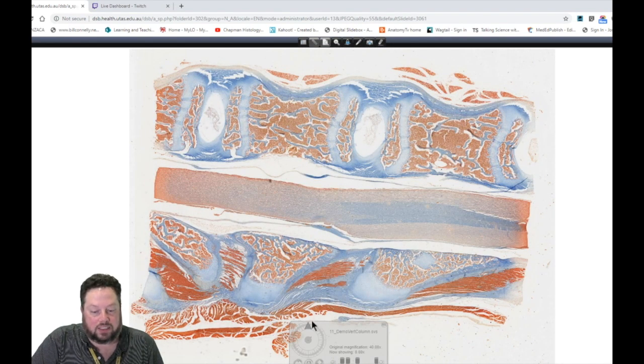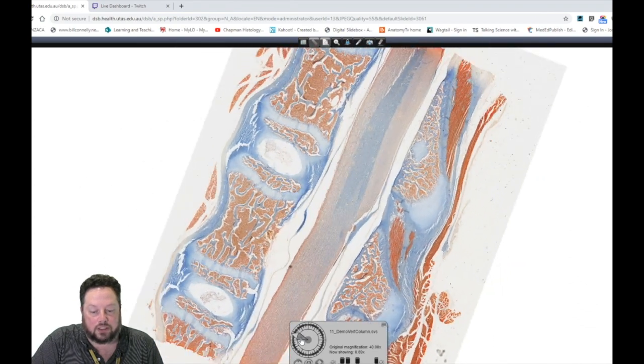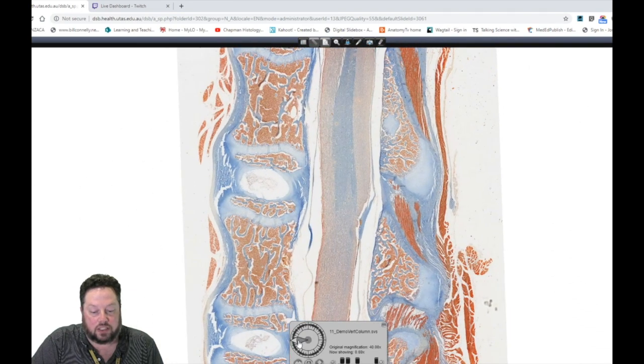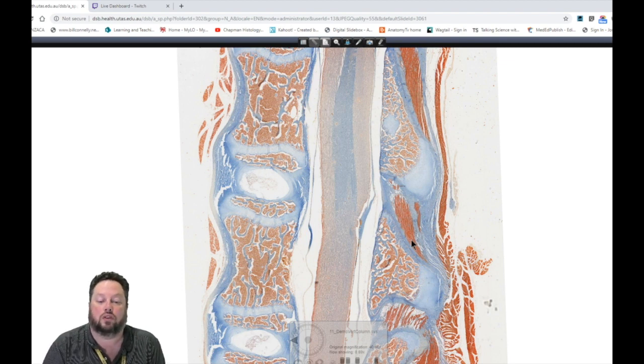The third type of cartilage is known as fibrocartilage, and as its name suggests, it has lots of dense fibres. It's predominantly type 1 collagen, which is a very strong type of collagen, the most abundant type of collagen and the strongest of the collagen types in the body.